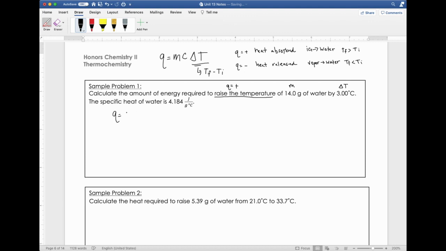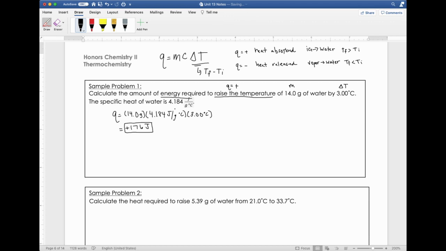So Q is equal to, because Q is what I'm trying to find, calculate the amount of energy required. Mass of the sample is 14 grams. Specific heat for water is given to us. That's 4.184. Units for that number are joules per gram degrees Celsius. And my delta T is 3. So all I have to do is multiply all of those values by one another, and if you do that correctly, you should get positive 176 with units of joules.